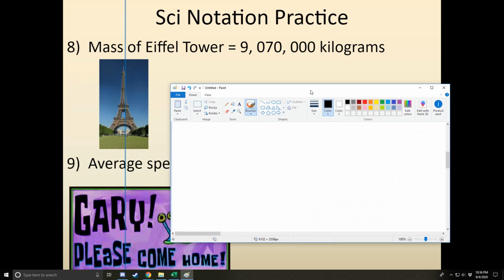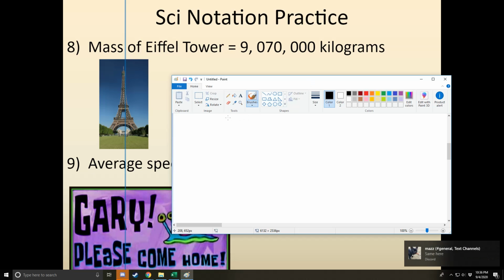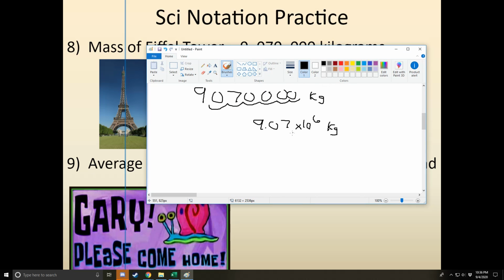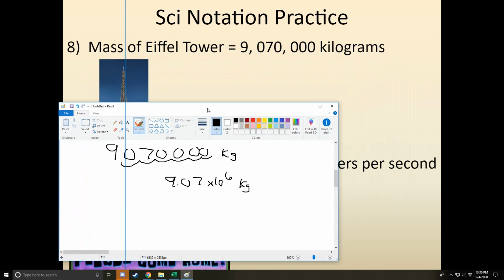All right. For question 8, the number is 9,070,000. Once again, 1, 2, 3, 4, 5, 6. So 9.07 times 10 to the 6th kilograms. So my base number is the 9.07, and my order of magnitude is the 6.